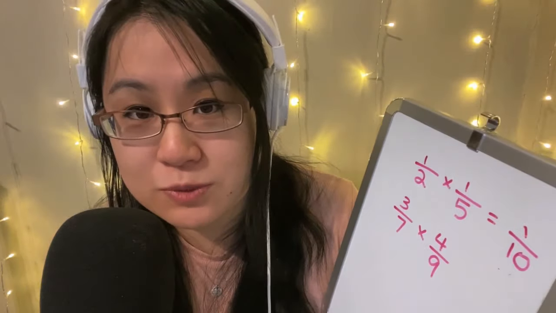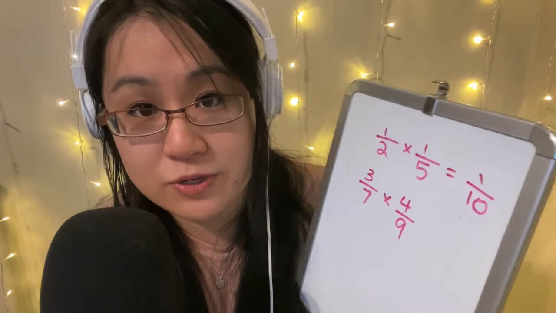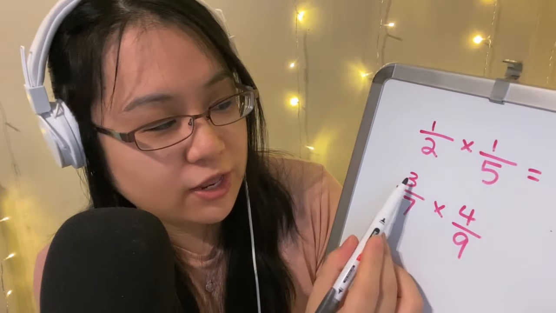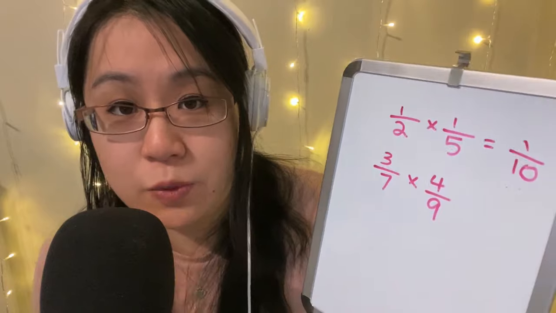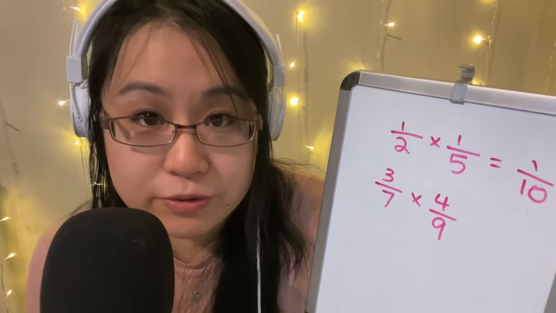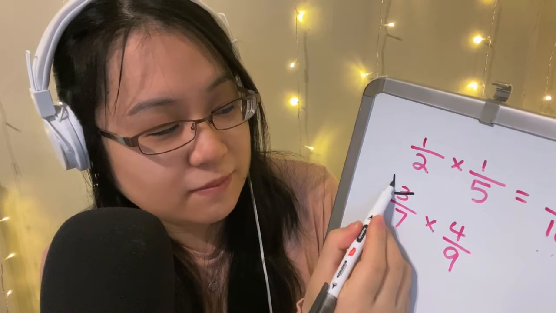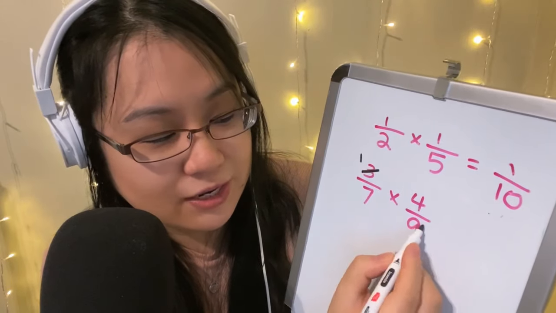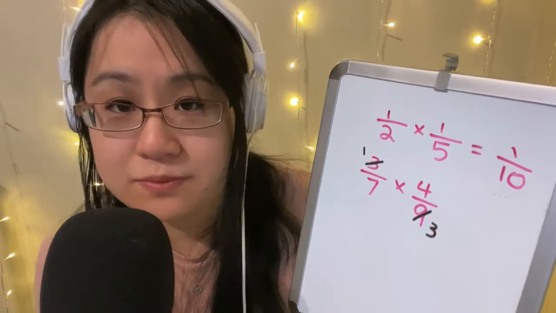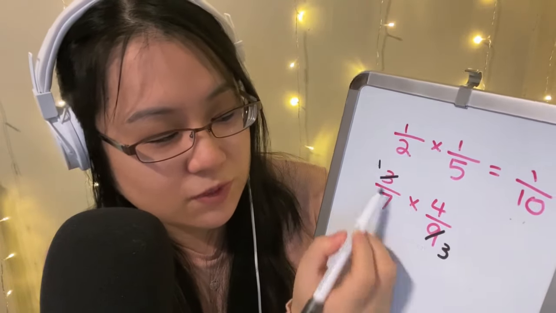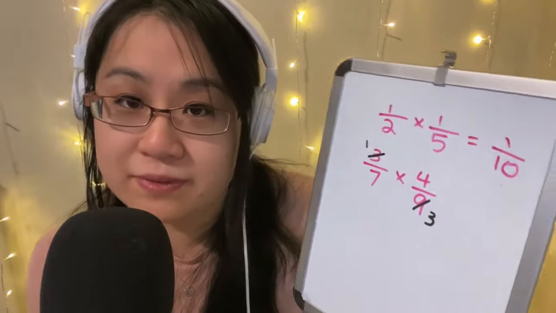And what we do is we try and see if there are any numbers that go into both. So in this case, we look at 3 and 9. So we know that 3 goes into both 3 and 9. So 3 goes into 3 one time, and 3 goes into 9 3 times. So we cancel, and we leave a 1, and we leave a 3.